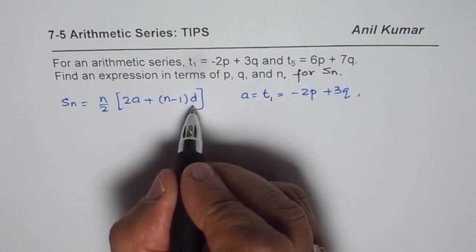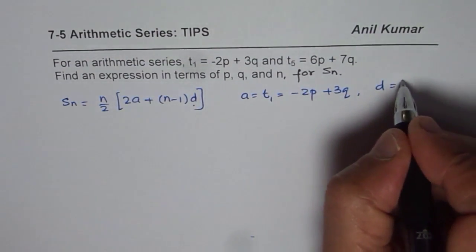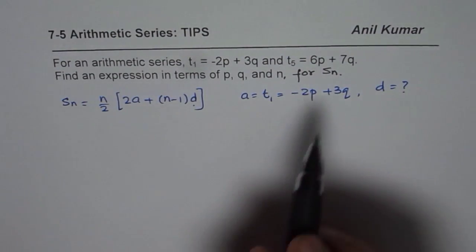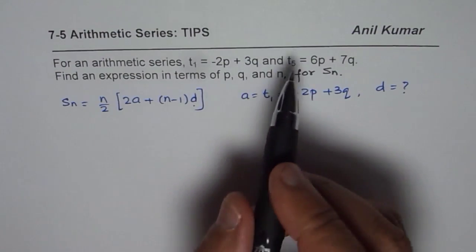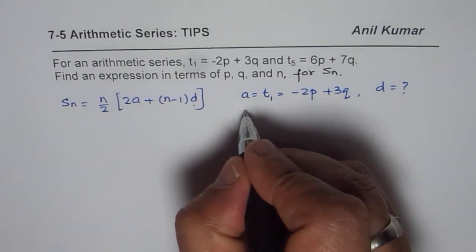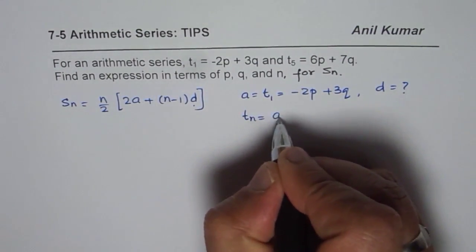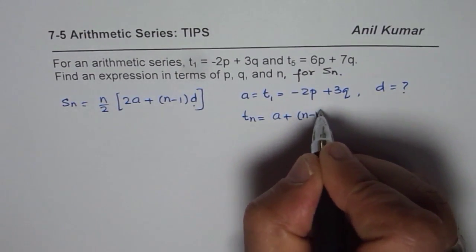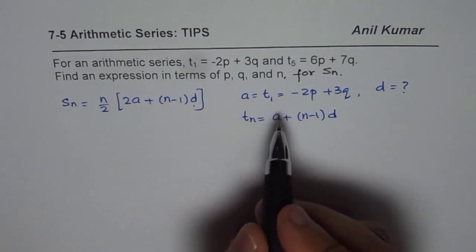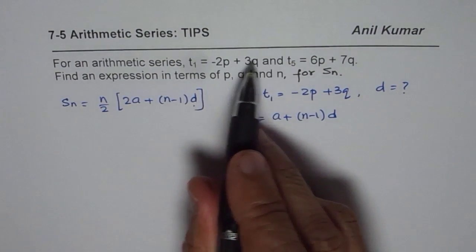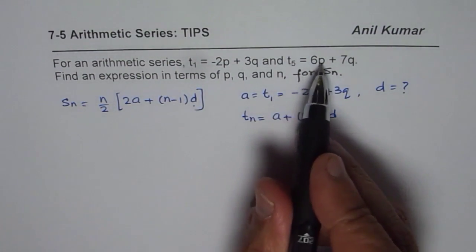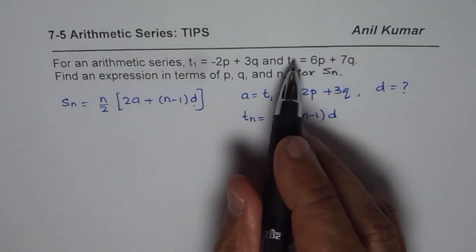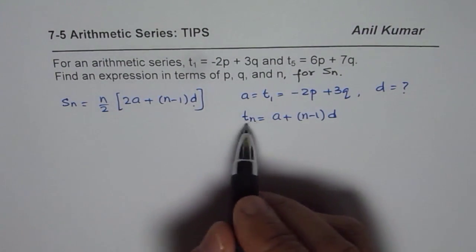We need to find what d is. So the first step is to find d. Now we can find d from t1 and t5. In general, tn equals a plus n minus 1 times d. A is given to us as t1, and then we can find d from t5. So let's find d using this equation.